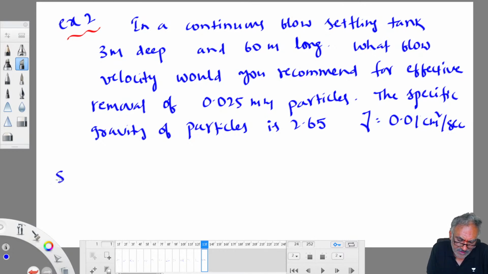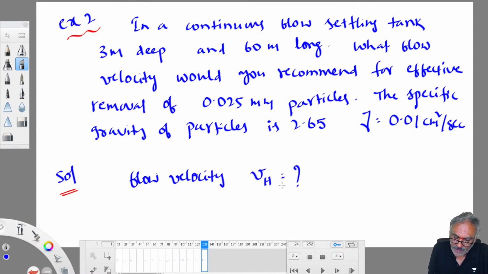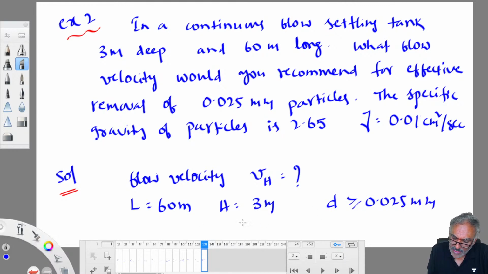So what have been asked to find out? Flow velocity. Flow velocity means VH. Rectangular tank, no? Because he has given length and depth. So length of the tank is 60 meters. Depth of the tank is 3 meters. Diameter of the particle to be removed is 0.025 mm. Effective removal means 100% removal. For 100% removal of particle size 0.025 mm, what flow velocity would you recommend?